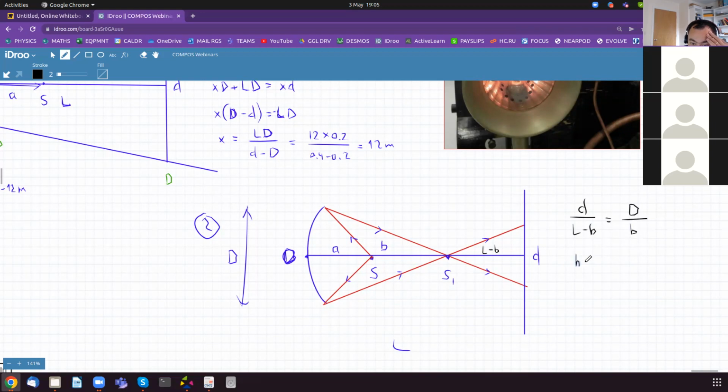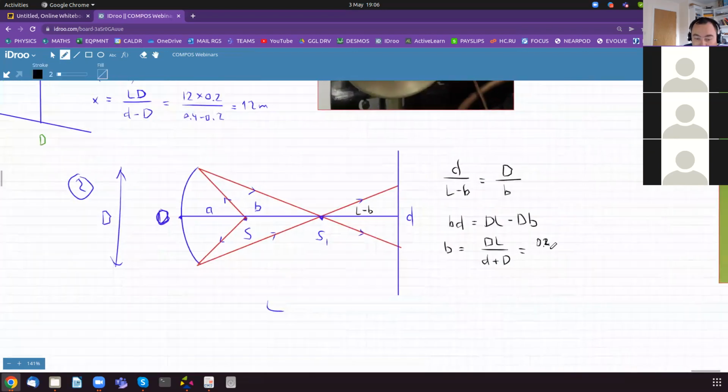So from here, BD equals DL minus DB. So B is equal to DL over D plus D. In this case, the distance B from O to S1 is DL, so that's 0.2 times 12 divided by 0.2 plus 0.4, which is going to be 1 over 3, so that's 4 meters.